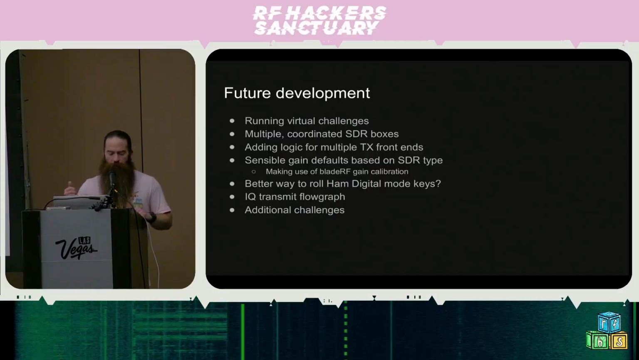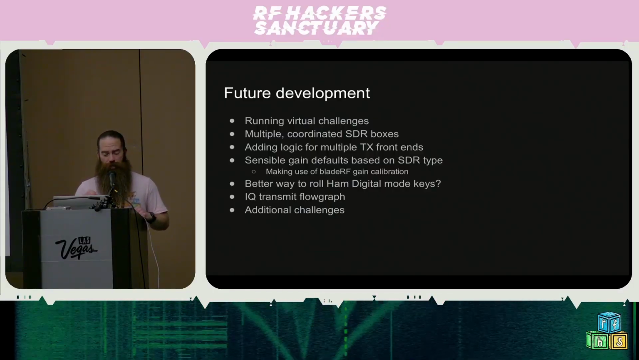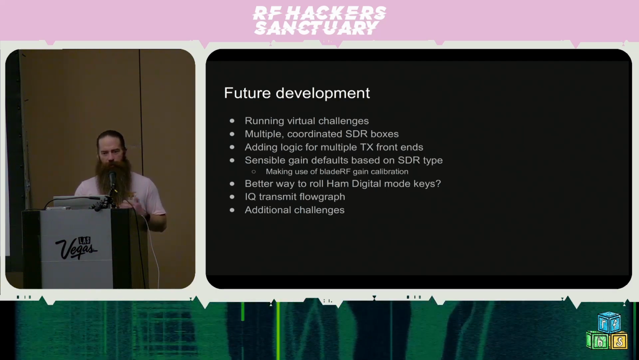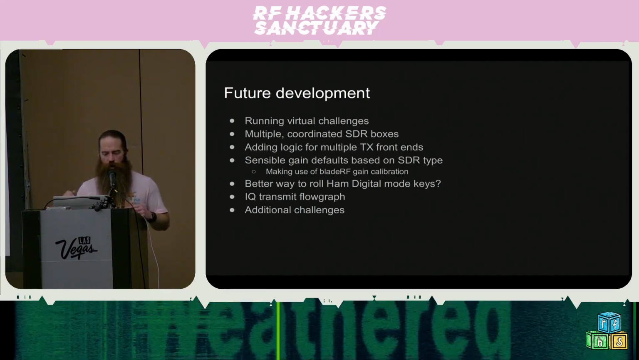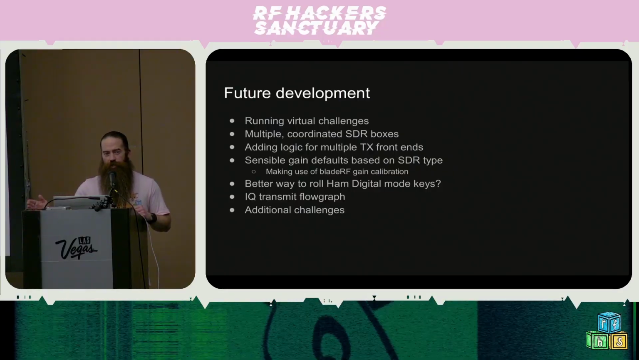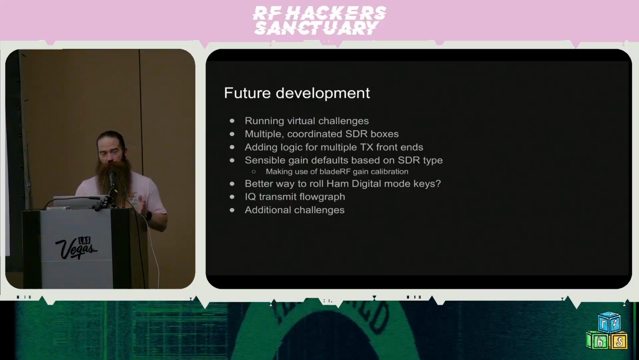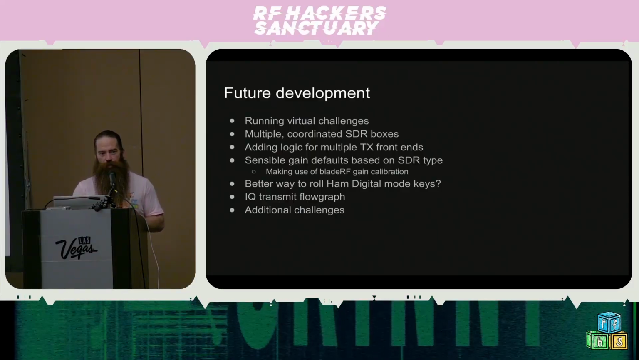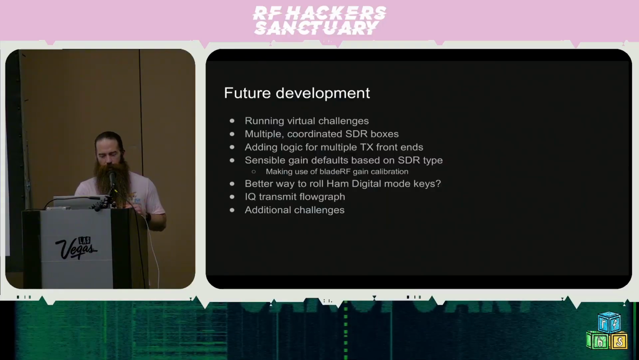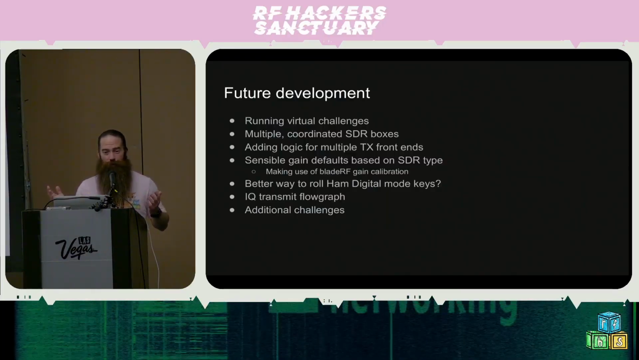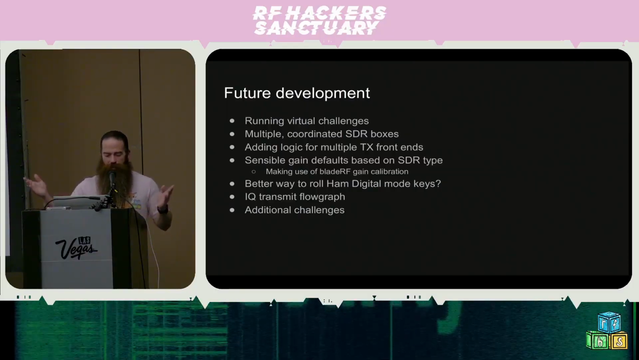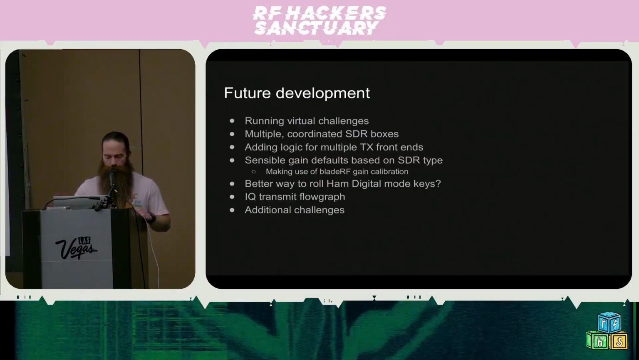I showed you FLDigi and how we're rolling the digital mode keys, and that's a little bit painful. One at a time is not that bad, but if you're doing 6 or 7 of those, it takes a little while. As far as I know, or at least we haven't found yet, a way to programmatically have FLDigi generate those files and not have to sit there and wait for it. If any of you know about a better way to do that, I'd love to hear it. But that's another nice to have future development goal.